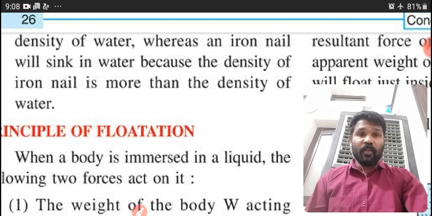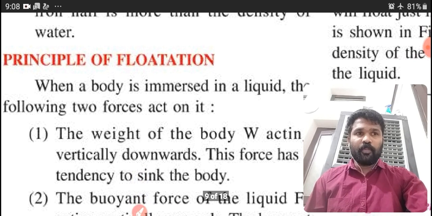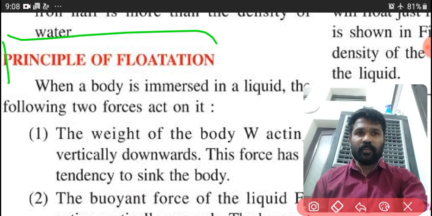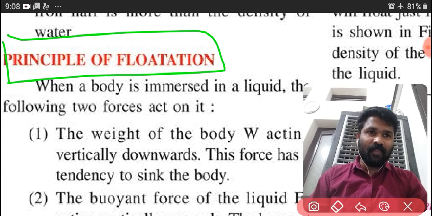Now we are going to discuss the principle of flotation. Okay students, it's time to wind up the class.